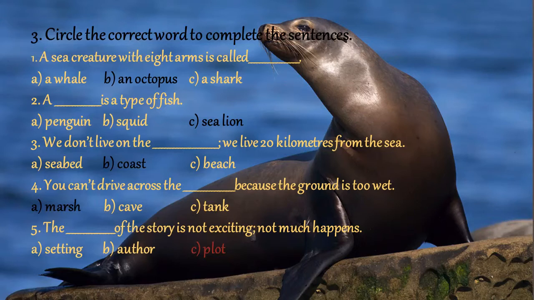Okay, point number 3, we don't live on the dash, we live 20 kilometers from the sea. Seabed, coast, beach. Seabed means the ground under the sea. So nobody can live there. So we don't live under the sea. Beach is the area of sand near the sea. The correct option is coast. Coast means shore. So people live near the coastal areas. We don't live on the coast. We live 20 kilometers from the sea.